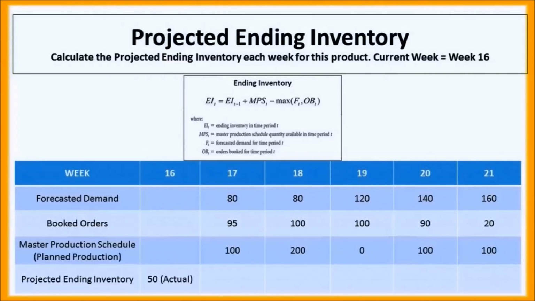We're going to calculate ending inventory for all of these other periods, periods 17 through 21. In this case, it's weeks. So let's take a look. Why don't you pause the video and see if you can use the formula to calculate the projected ending inventory, and then I will show you these calculations.